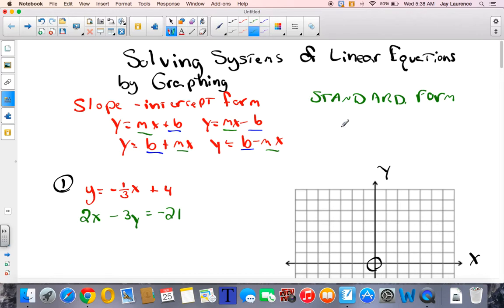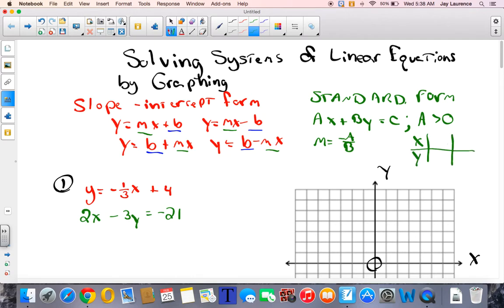Okay, now standard form. Standard form looks like ax plus by equals c, and remember, the a must be positive, okay? And when we have standard form, we find a, b, and c. We can find the slope by doing the negative of a over b, and then we can set up a table to find either the x-intercept or the y-intercept.